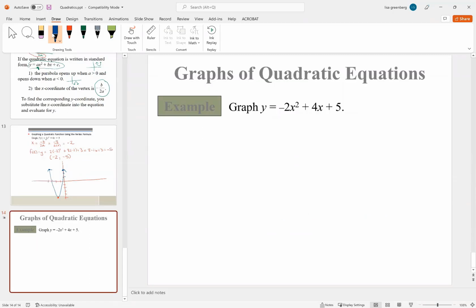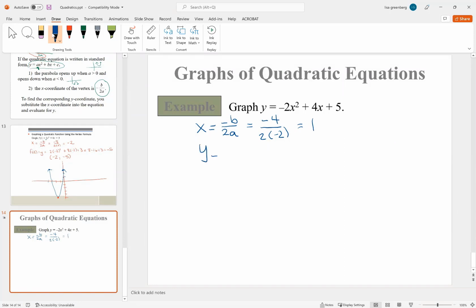If I want to graph this quadratic equation, again, I do really the same thing. I know that my x value for my vertex is going to be negative b over 2a, and b here is 4, so it's negative 4 over 2 times negative 2, which is negative 4 over negative 4, which is positive 1, right? So I know my x value of my vertex is positive 1.